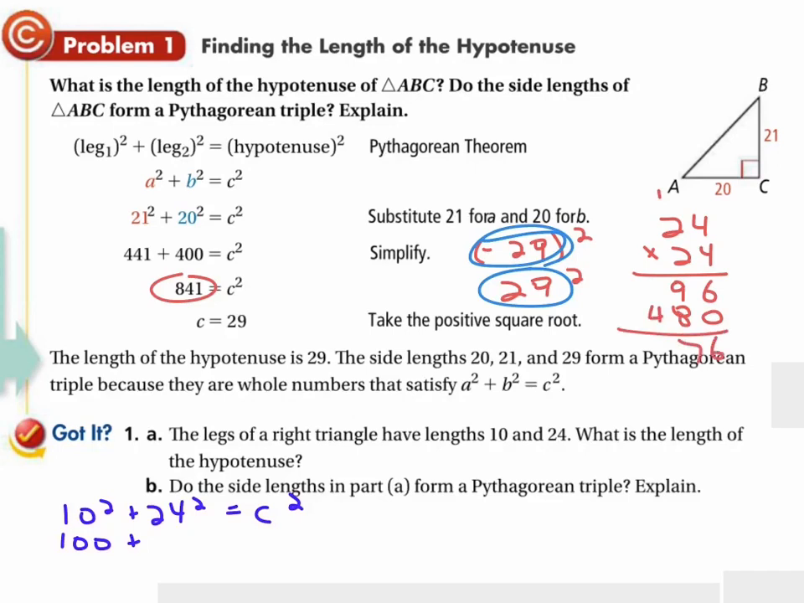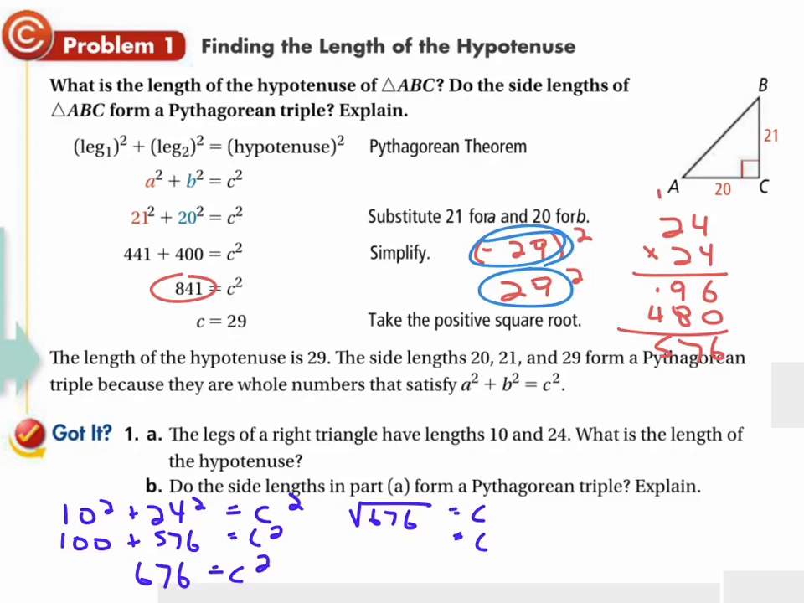And we get 576. Okay, so 576 equals c squared. And when we add those together, we get 676 equals c squared. So then the question is, if the square root of 676 equals c, what do we get here?